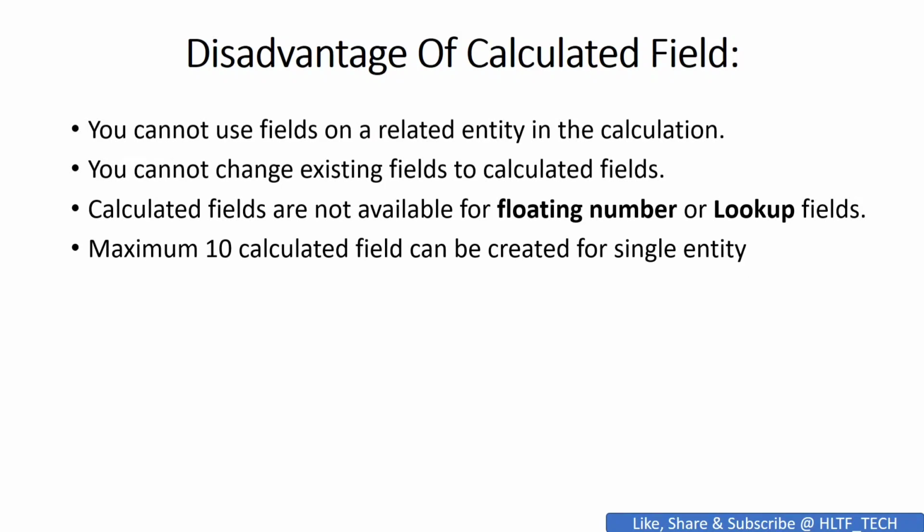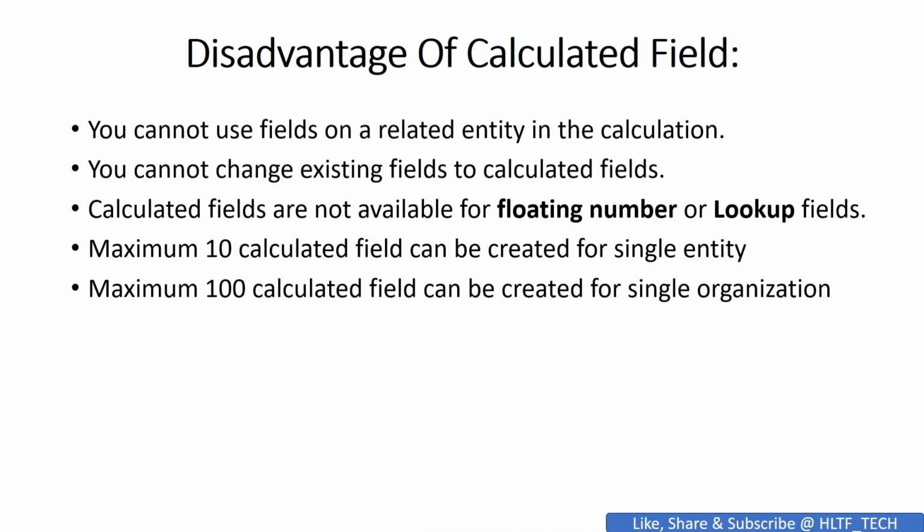Maximum 10 calculated fields can be created for a single entity. That is important, that in one entity you can make or configure only 10 calculated fields, and maximum 100 calculated fields can be created for a single organization. So these are the basic limitations of calculated fields, due to which it is used to a bare minimum.